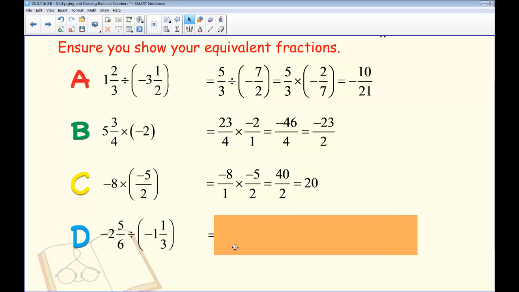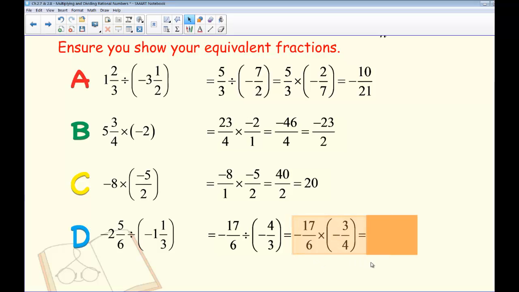And finally, the last question, converting both fractions or mixed numbers into improper fractions. They're both negatives, so I get negative 17 over 6 divided by negative 4 over 3. That's a division question, so I'm going to invert the second fraction and change it into a multiplication question. Multiplying the numerators together and multiplying the denominators together, I get positive 51 over 24. And this one will also reduce because they both divide by 3, so I get 17 over 8.